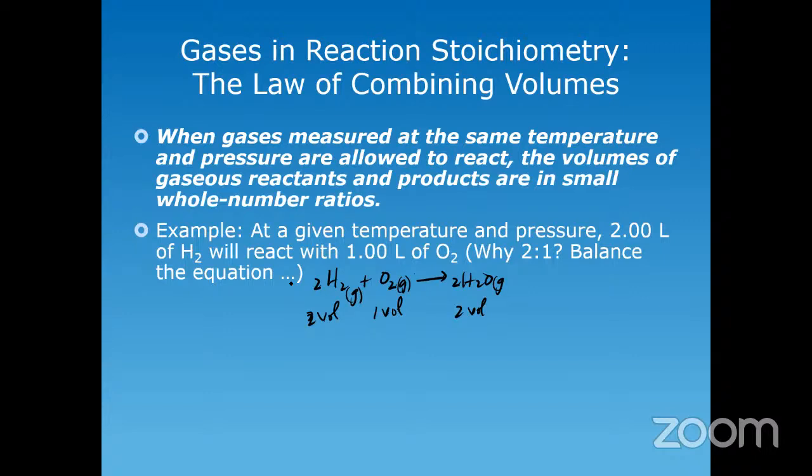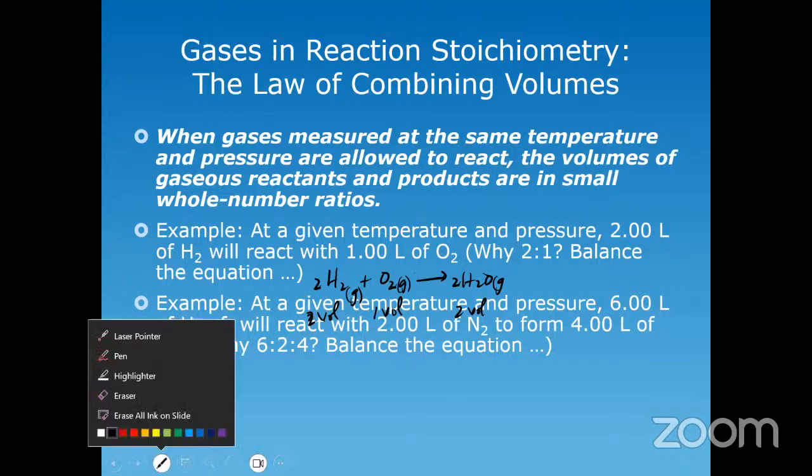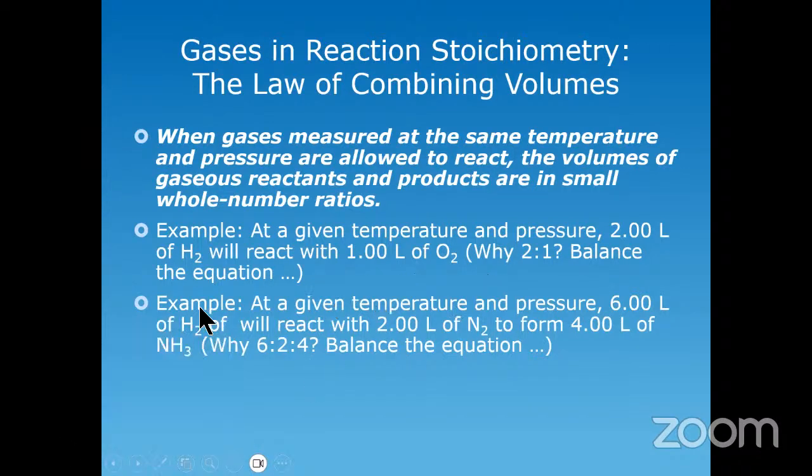And I think there's another example I have here, right? The reaction between nitrogen and hydrogen. Let me get rid of these writings here so you can all see. Okay, so here's the other example. At a given temperature and pressure, 6.00 liters of hydrogen will react with 2.00 liters of nitrogen to form 4.00 liters of ammonia. So why is it that we have this ratio, 6:2:4?